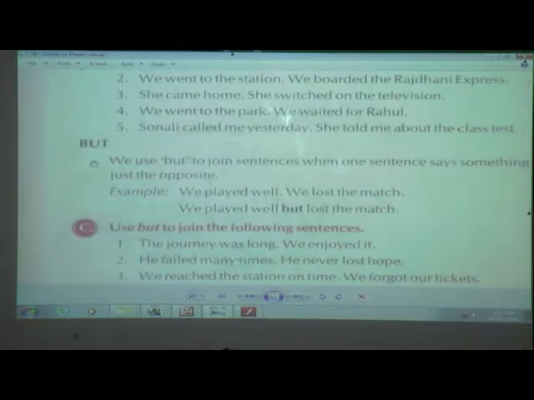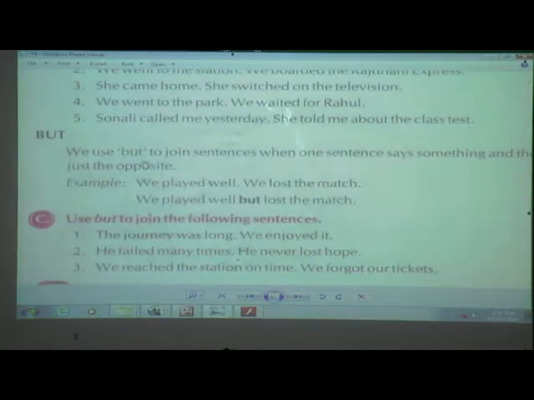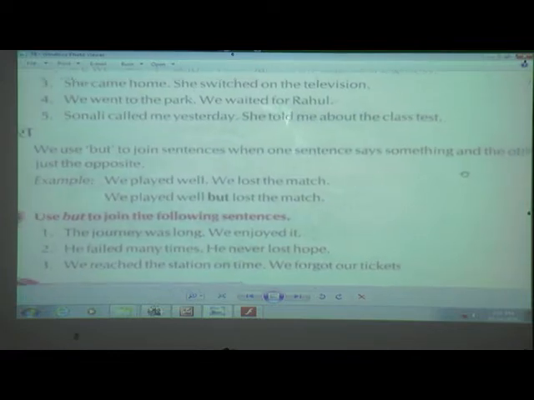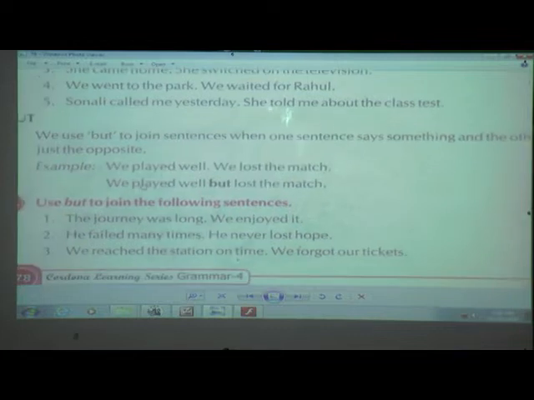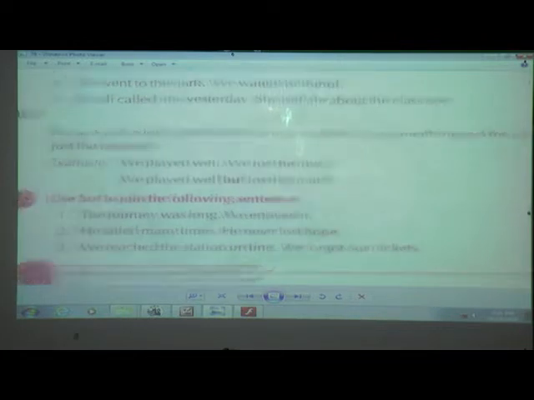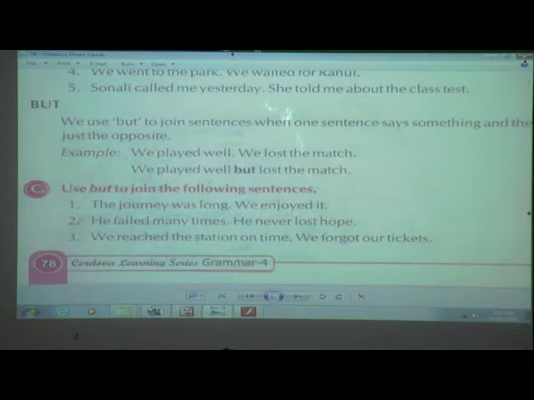Then second, we have learned but. So when we are going to use this conjunction but? Yes, but is used to join sentences when one sentence says something and the other just the opposite. Means there are two types of sentence. In that, if we will see, both the sentences are opposite to each other. And in that we have seen one example, that is what? We played well. So even though we played well, we lost the match. So which is the conjunction that is joining these two sentences? That is but. And with the help of this conjunction but, we have solved exercise C also.